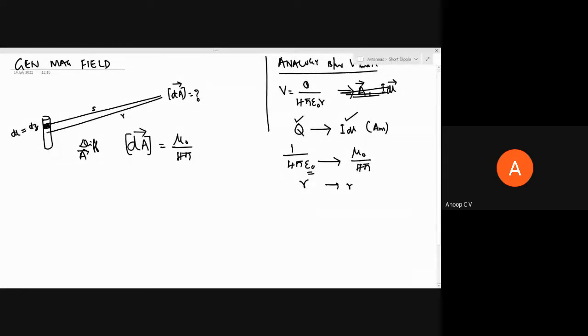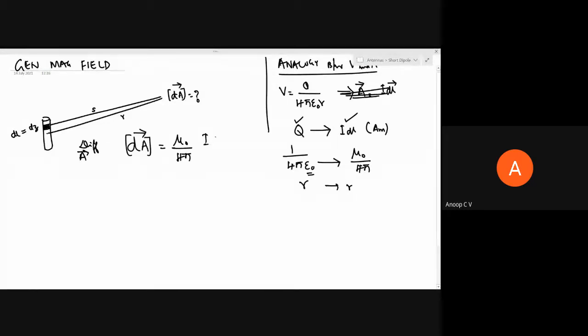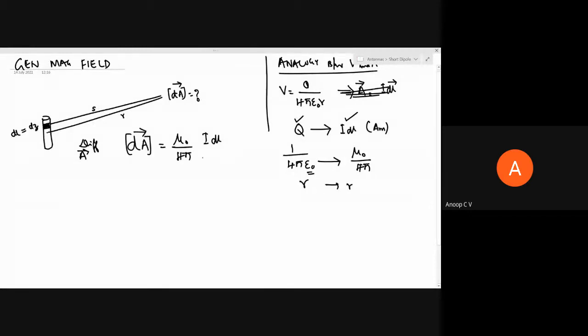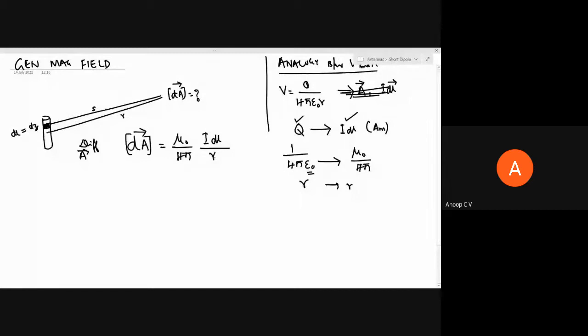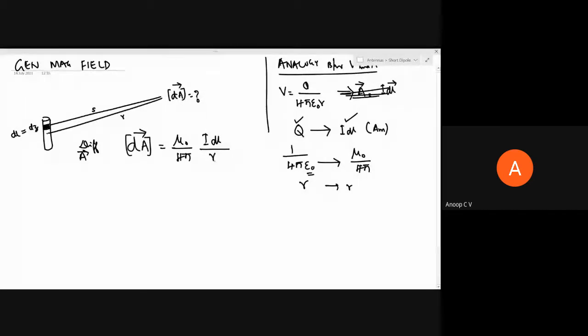It's understood, right? So mu naught by 4 pi times, this Q will become I dl, and by R will become by R itself. So instead of R, I should be writing s here.